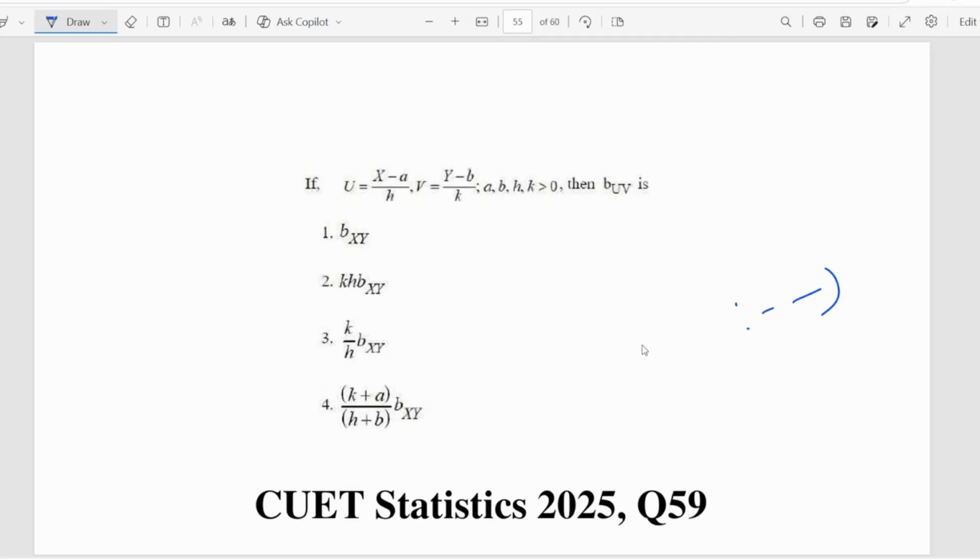Let's get started with this question. It is inherently a regression-based problem, where we have two original random variables, x and y, and we are looking at a transformation of both of them. They are shifted and then scaled, both of them. And we have to see what this quantity is.